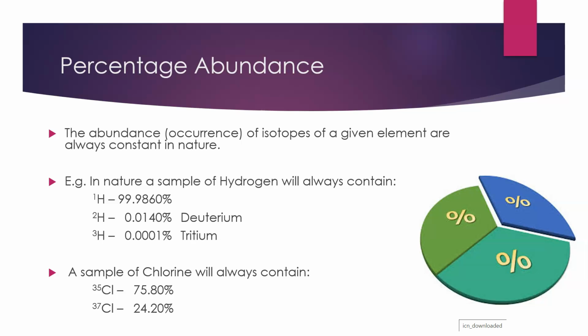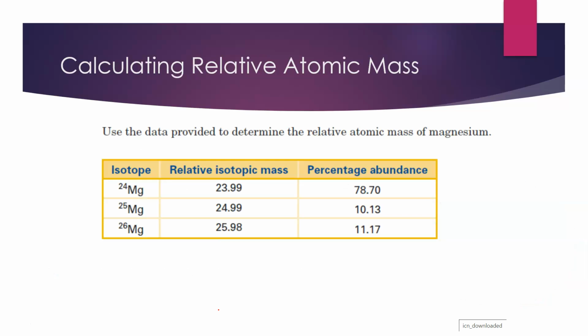For chlorine, we have two isotopes. This is chlorine 35 and chlorine 37. Chlorine 35 makes up 75.8% of the chlorine that we find, and chlorine 37 makes up 24.20% of what we find. So let's have a look at these calculations.